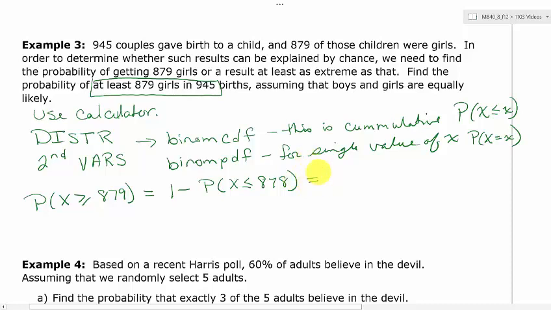So, typing this into your calculator, you would do 1 minus, and then you would push second vars, and then scroll down until you get to binom CDF. The n value here is 945. This is the number of trials. The x value is 878. This is your number of successes.